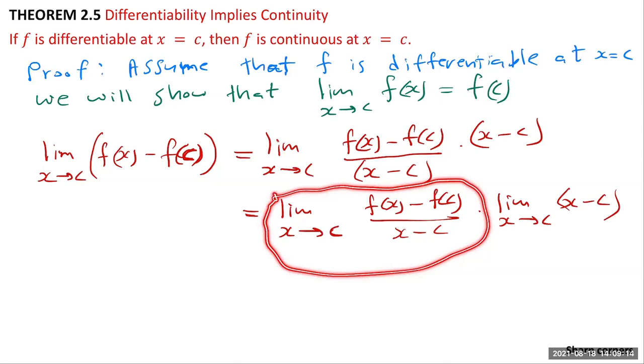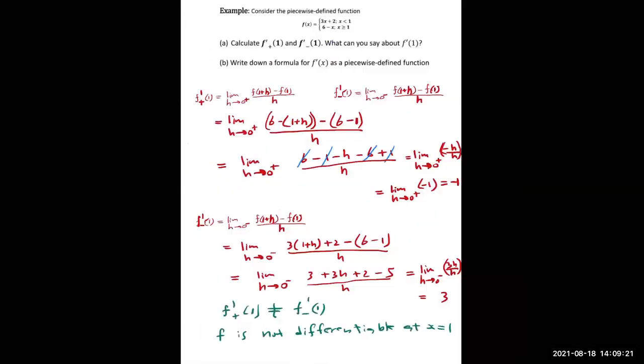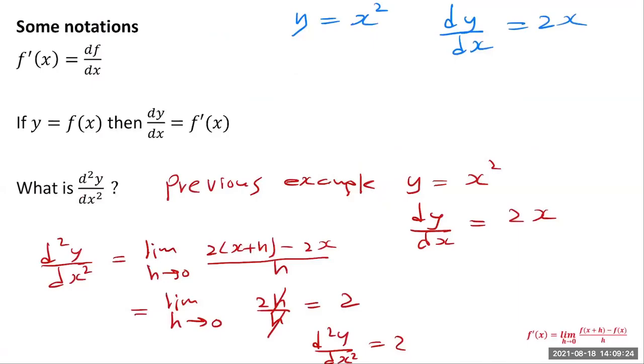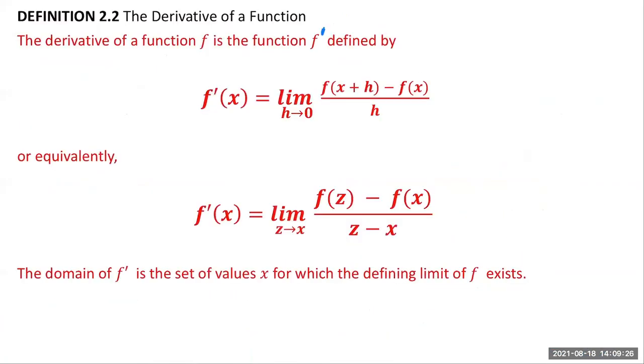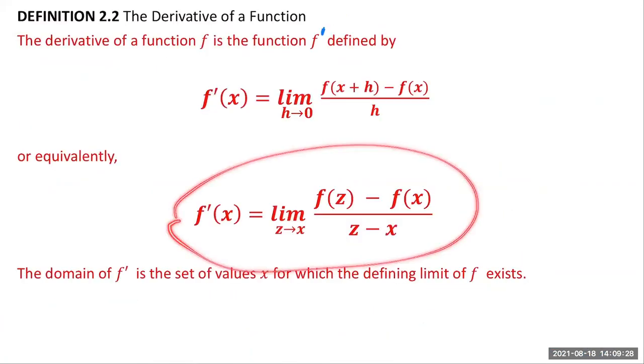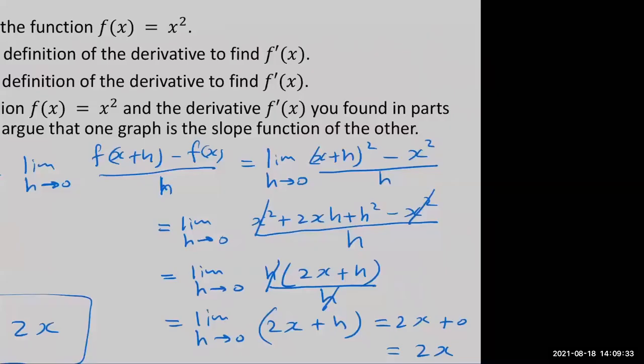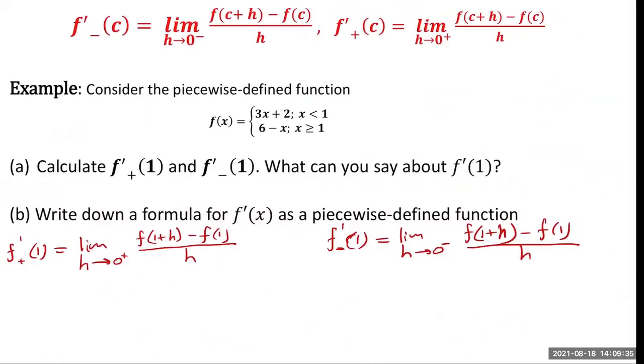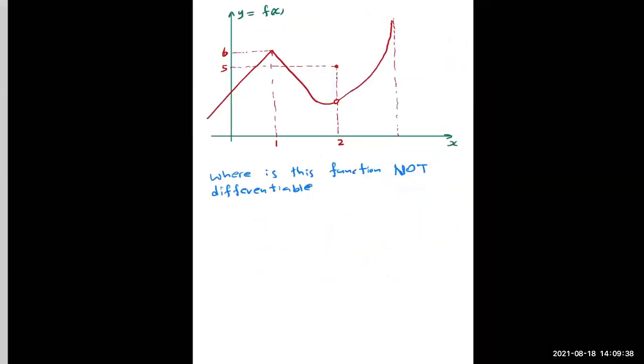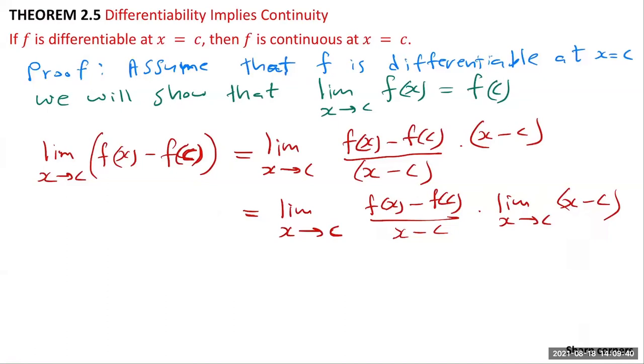Isn't this the derivative of f at x equal to c? By the second definition of the derivative, this is the c definition, right? This is the second definition. Using this definition, we clearly see that this part is nothing but the derivative of f at x equal to c. So this is f prime of c.